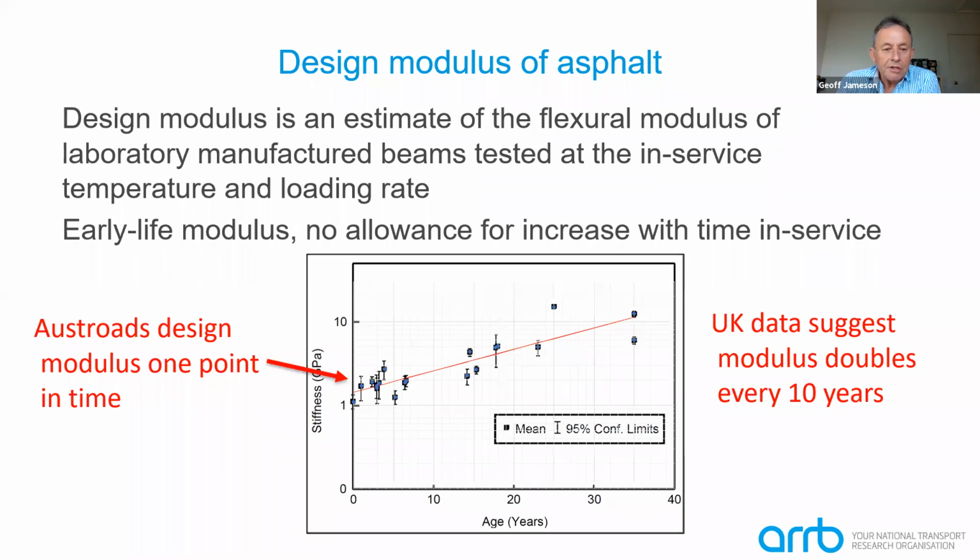In the Austroads design system, we design for the modulus at one point in time, and that's the initial modulus value. We don't have a design process that allows for the variation of either the modulus with time or whether or not the material becomes more brittle with time. Those refinements haven't been made yet to the Austroads design system.